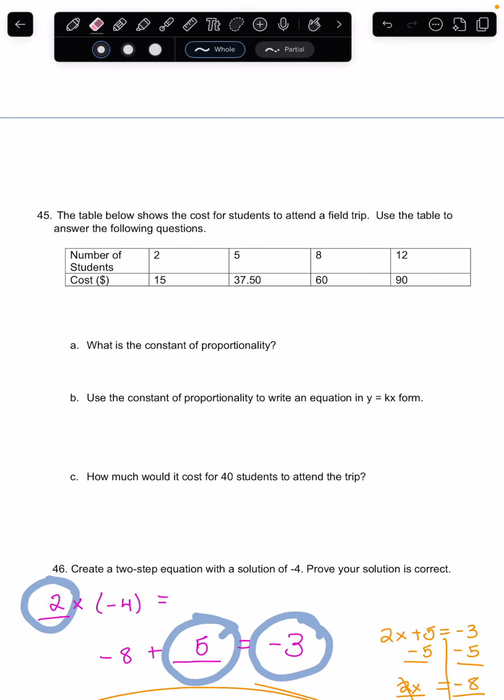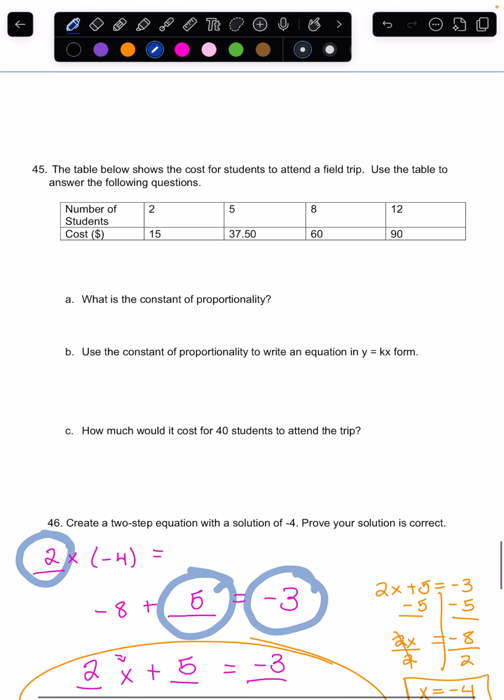So I went through a part of this problem in a different video, but let's go through the entire thing together because this is an important concept from 7th grade math, the idea of a proportional relationship. A proportional relationship assumes that the cost per item, in this case per student, remains the same each time. So no matter what, the cost for each student to attend a field trip is going to be the same.